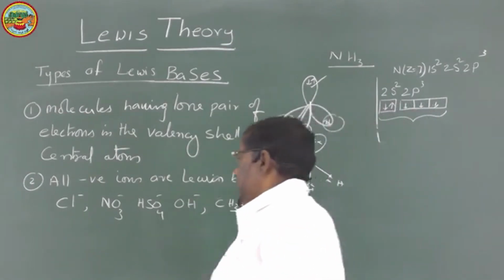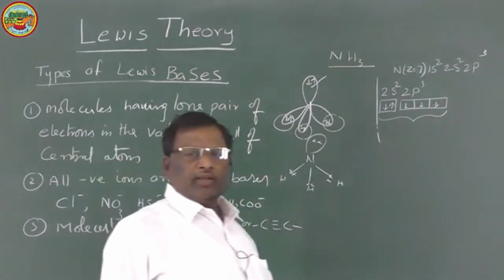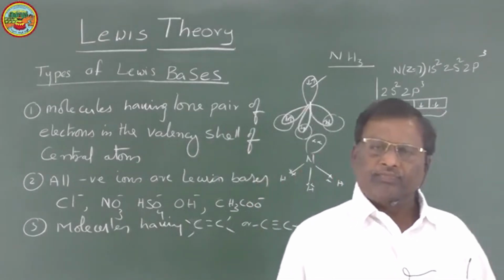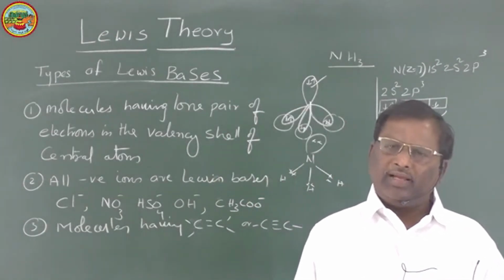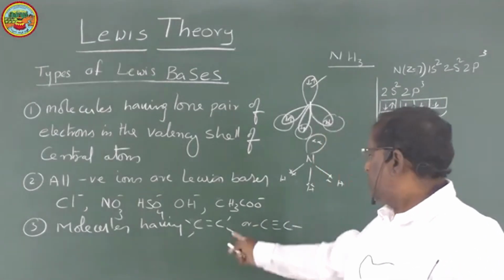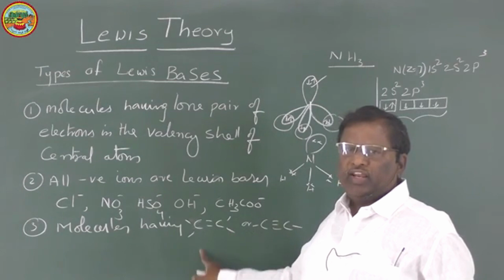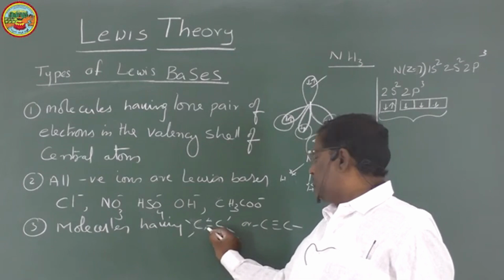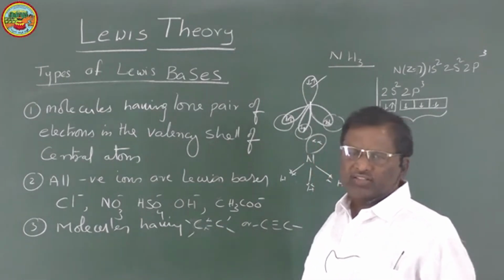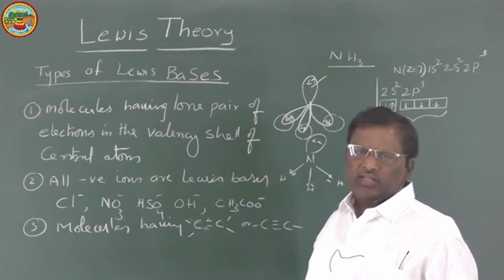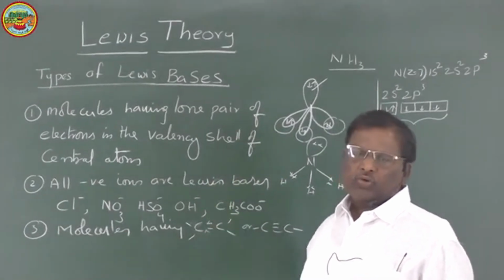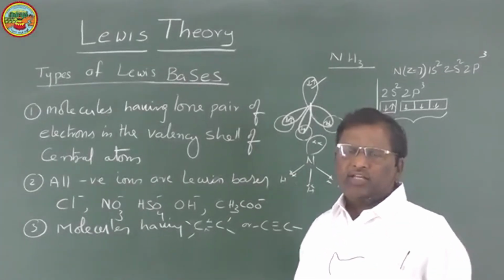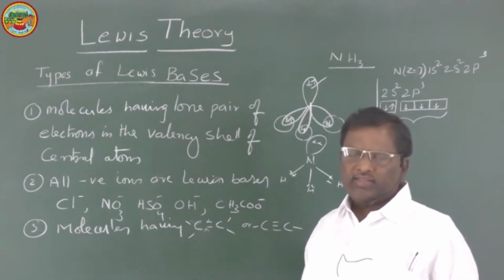And the third category is molecules having double bonds or triple bonds between two carbon atoms. Such compounds which have a carbon-carbon double bond, if any cation approaches here, because each bond contains a pair of electrons, it can accept that pair and form a covalent coordinate bond. So the species which have carbon-carbon double bonds are considered as Lewis bases.